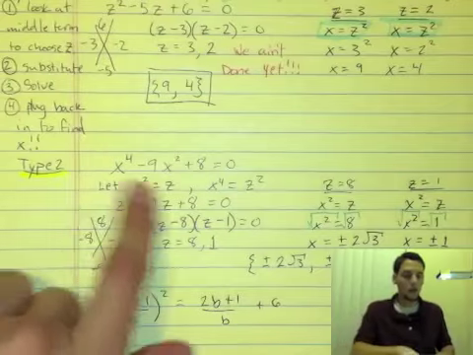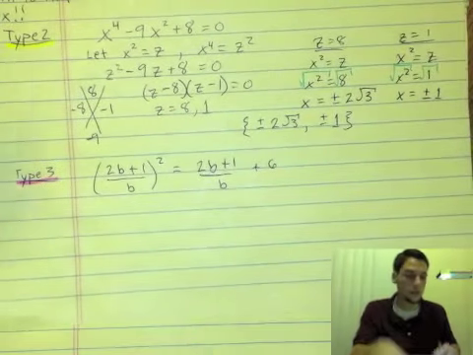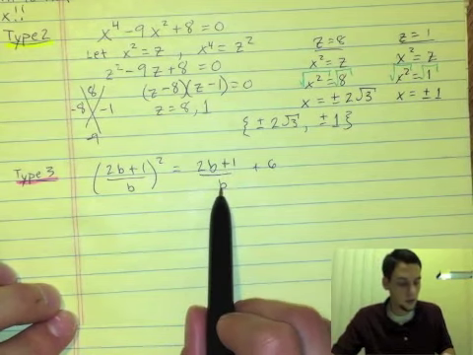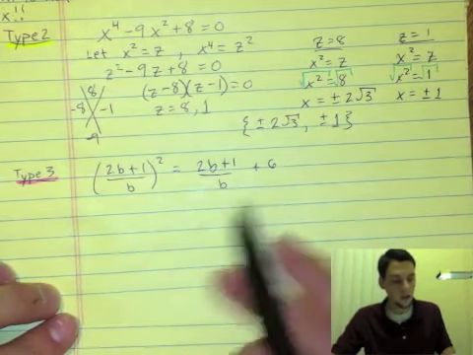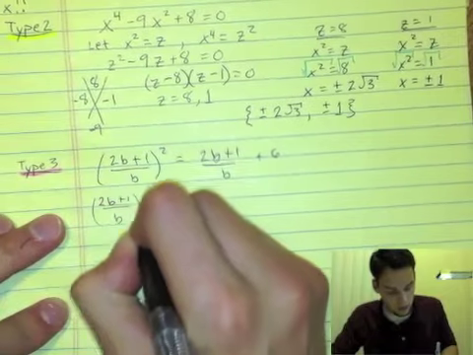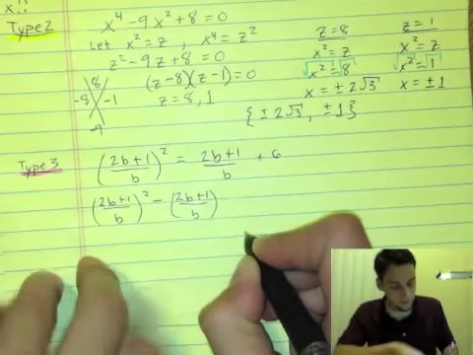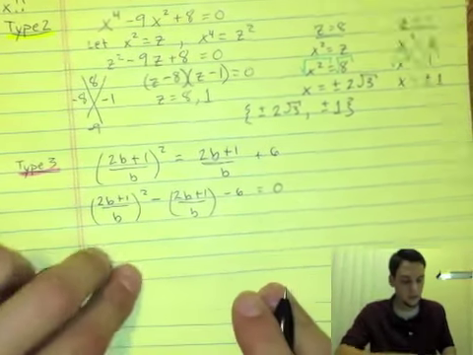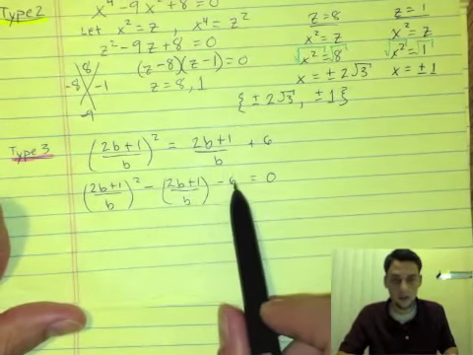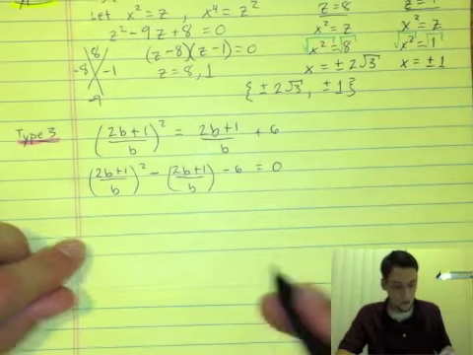We need to make it look like these equations where everything is to the left of our equal sign and then 0 on the other side. So we can subtract 2b plus 1 all over b to the other side, and we can also subtract the 6, so I'll end up with 2b plus 1 over b quantity squared minus 2b plus 1 over b minus 6 equals 0. Now I'm putting the squared term first, the non-squared term second, and the constant third, kind of like standard form for quadratic equations.